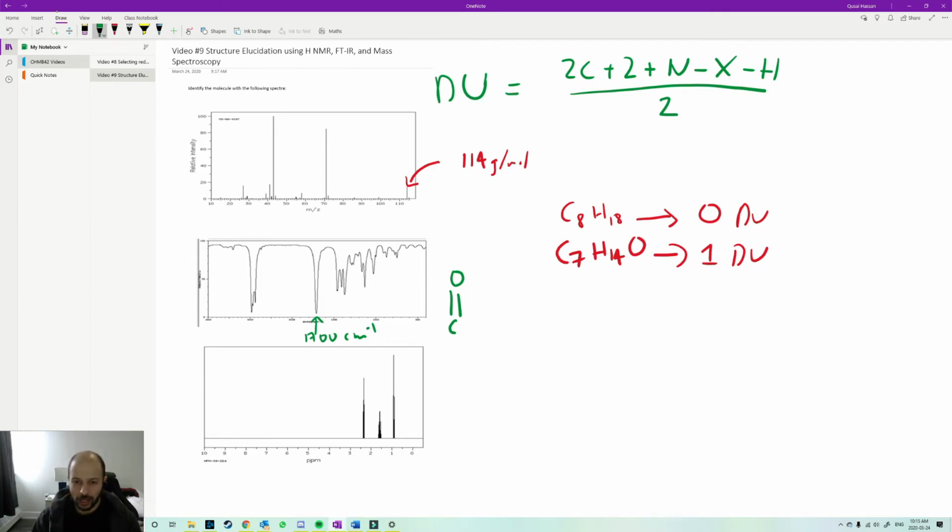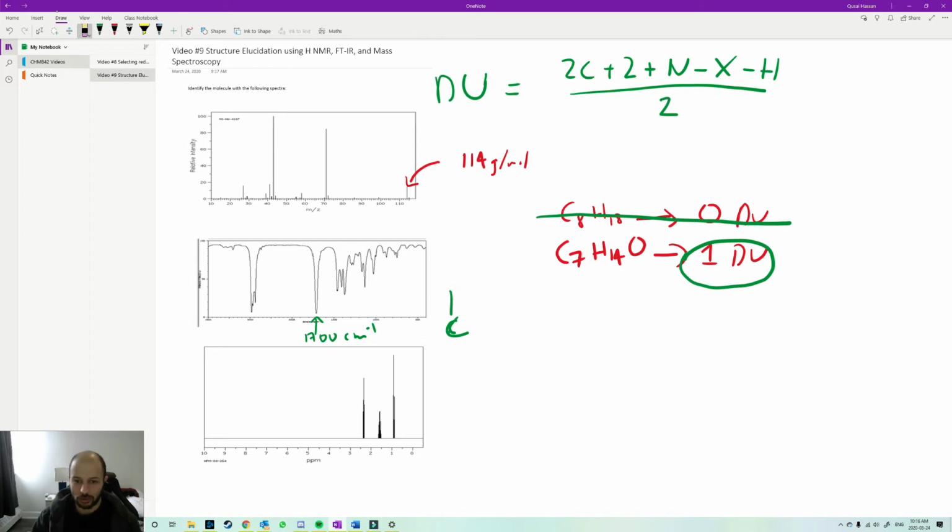Why? Because if I have a C double bond O, that means I have to have an oxygen in my molecular formula, which means that this formula here doesn't work anymore. Not only that, but this 1 degree of unsaturation is actually from the C double bond O. So that resolves that.